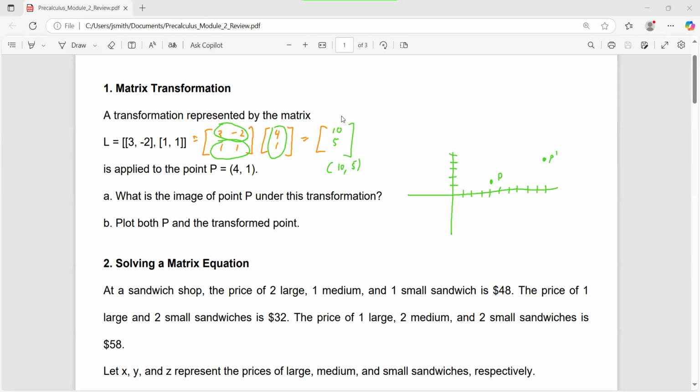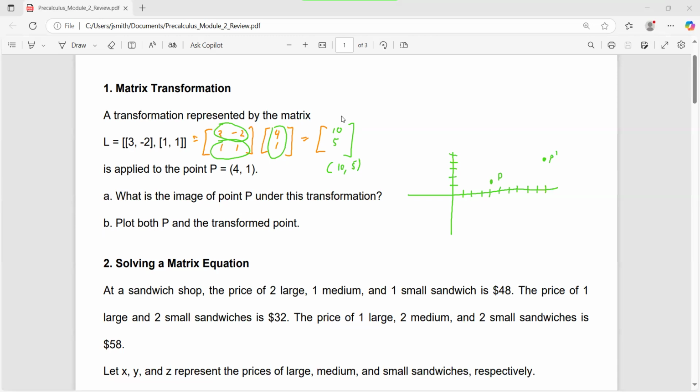So questions on how to use a transformation to find a new point or how to graph? You'll be given a graph on the test. You just got to plot correctly. So make sure you can plot correctly. All right, and we'll move on to number 2 then.